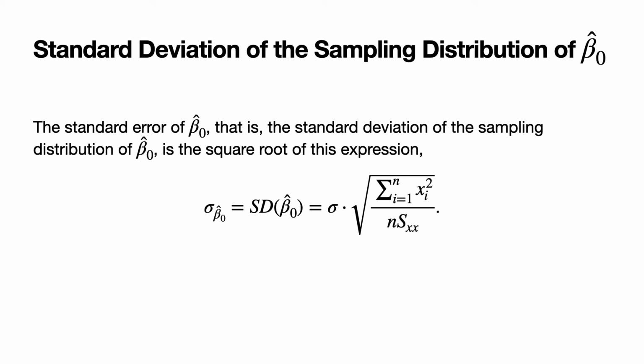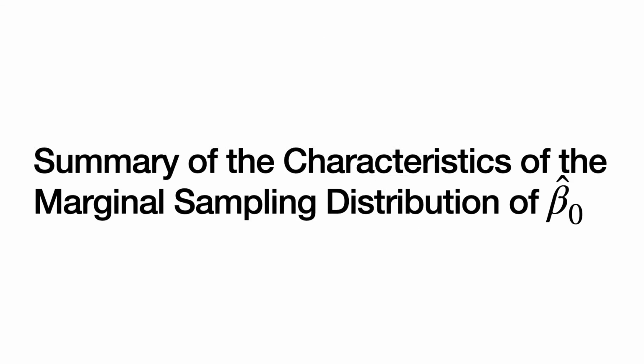The standard error of beta 0 hat, that is, the standard deviation of the sampling distribution of beta 0 hat, is the square root of this expression. Now we will denote the standard deviation of the sampling distribution of beta 0 hat by sigma sub beta 0 hat, and also by SD for standard deviation of beta 0 hat. And that's equal to sigma times the square root of the sum of the squared x values divided by n times s sub xx.